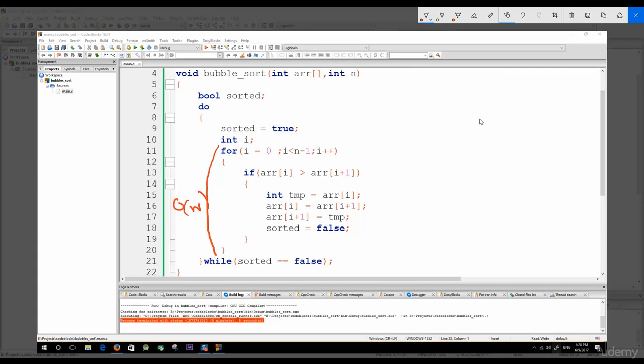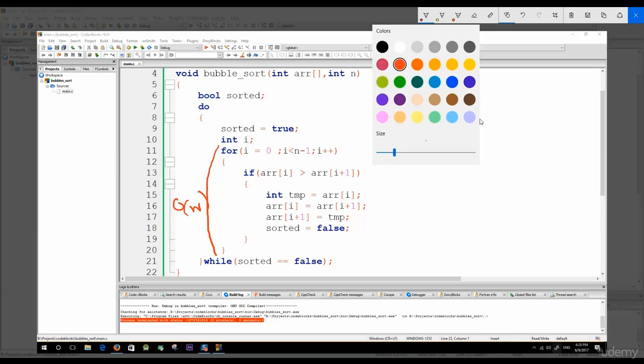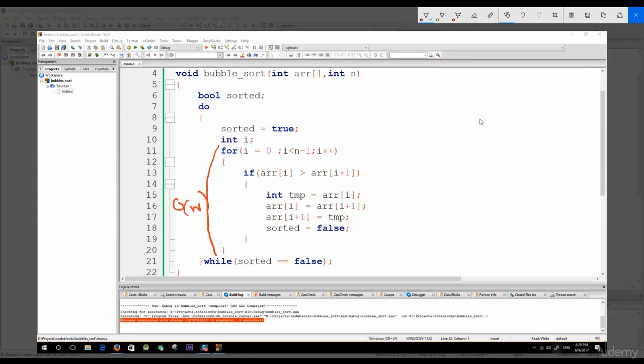Now this order n operation is being repeated at most n times. Okay? At most n times. And I'm going to prove to you in a second why that's at most n times, but I want you to trust me for now. So that's n operations, and every operation has n operations inside it. So that's order n squared. So the overall complexity of this algorithm is order n squared.